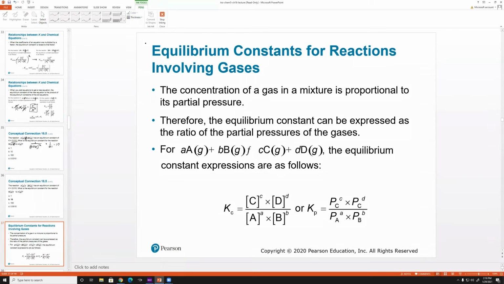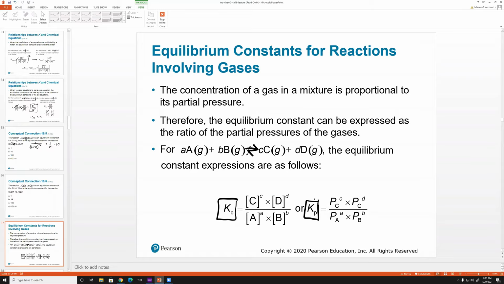So we can relate this equilibrium constant to gases. Because we know that a concentration of a gas, if it's an ideal gas, is proportional to its partial pressure, we can say that instead of the concentrations in our equilibrium constant, we can make it partial pressures. This gives us two different constants. Our equilibrium constant called Kc, which means the equilibrium constant with respect to concentration, which is the one we just went over, the main one. Or we can have Kp, which is our equilibrium constant with respect to partial pressures of gases.